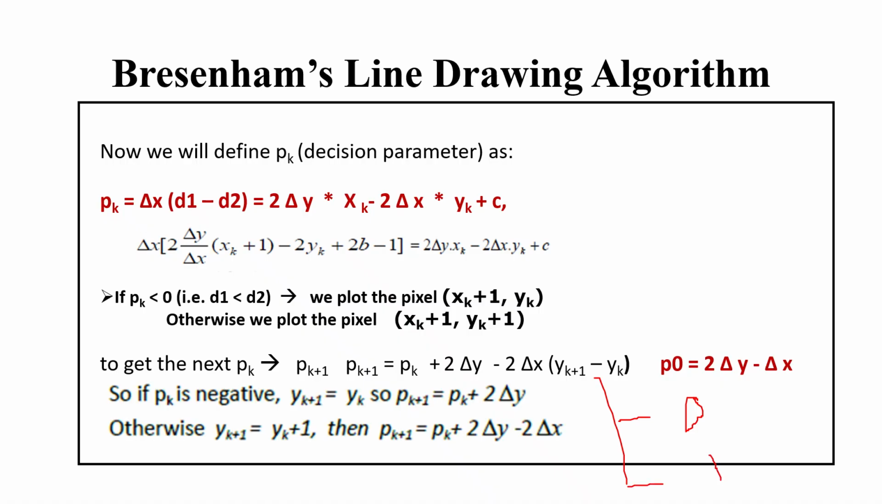So if it is going to be 0, this entire component will be lost. So pk plus 1 will be pk plus 2 del y. So that happens when pk is negative. If this is 1, then pk plus 1 will be pk plus 2 del y minus 2 del x. So based on this difference, if it is 0 or 1, we can formulate the new formula for pk plus 1. So with this derivation, we will next move on to the algorithm.